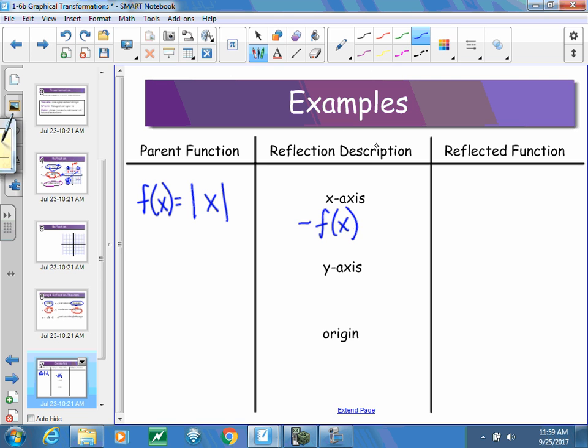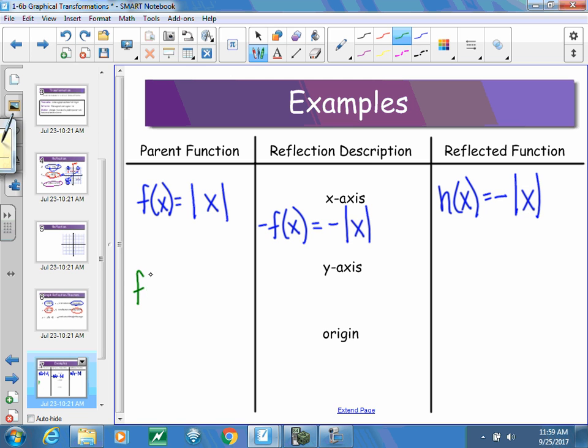I'm going to give myself a little bit more space here, negative f of x. So I'm going to take a negative of the function of the absolute value of x. So my reflected function, we'll just say that's h of x, would be negative absolute value of x. Just like with our quadratic, that negative out in front would open it down, here it's going to open our absolute value down.